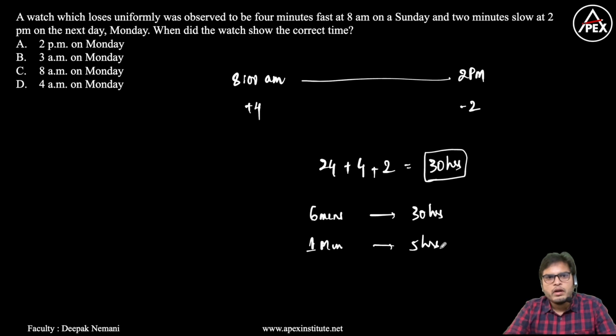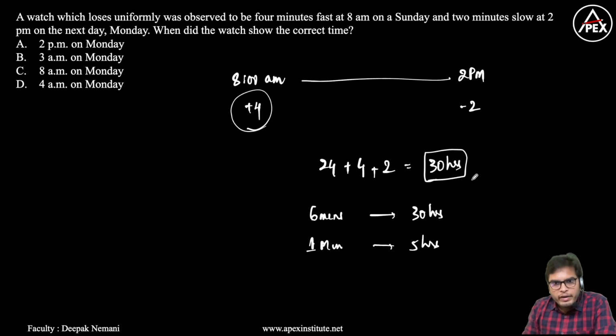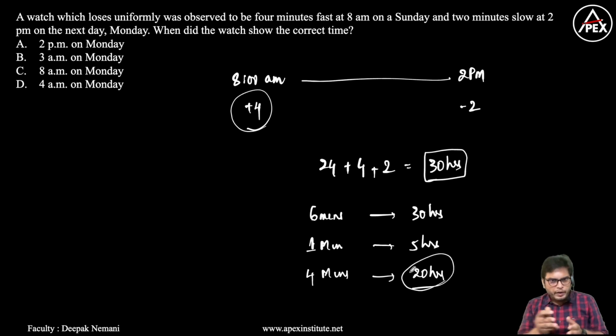Now what was asked? When did the watch show the correct time? Now when can we have the watch showing the correct time? When it slowed down by 4 minutes. Okay, so this plus 4 has to get nullified. Now it is slowing down by 1 minute in every 5 hours. Now to slow down by 4 minutes, this will be taking 20 hours. So after 20 hours, this watch will be slowed down by 4 minutes, and at that point, this watch will be showing the correct time, right?